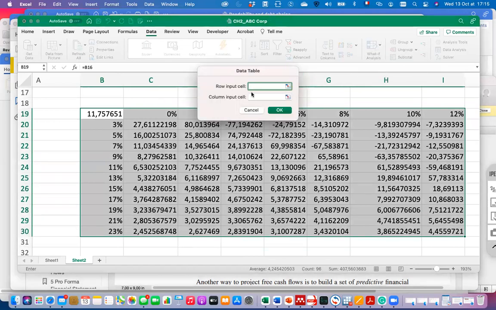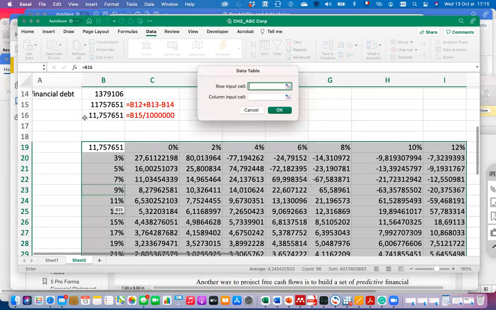So Excel will ask you what input to consider in the row.